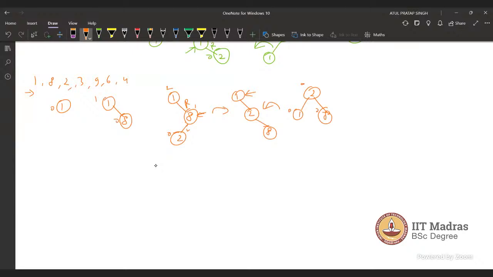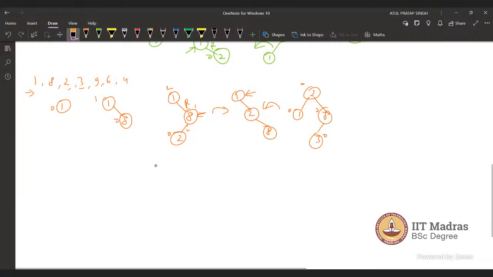So we have completed up to here. Now we add 3 to our balanced tree. 3 is greater than 2 and less than 8, so 3 comes here. After adding this, the balance factor of 3 will be 0.